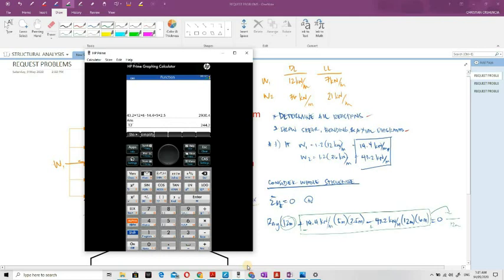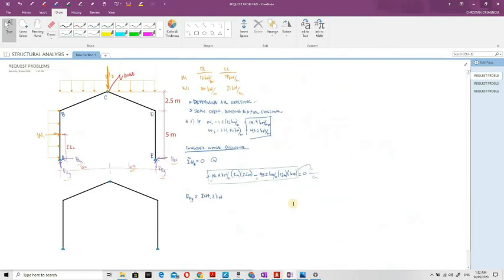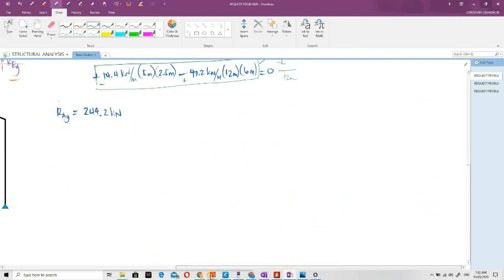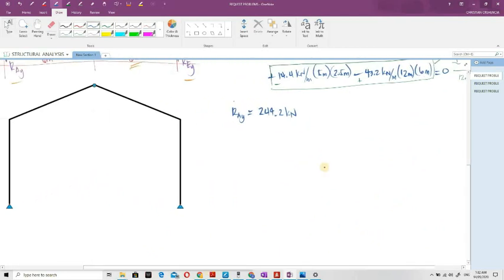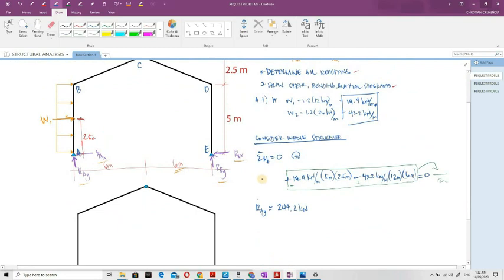Okay. So, we have RAY equal to 244.2 kilonewton. Bakit siya nawala? Wala nakasulat dito. Ito ko lang. This is RAY times 12. So 12 meters. Okay, so meron na tayong RAY.